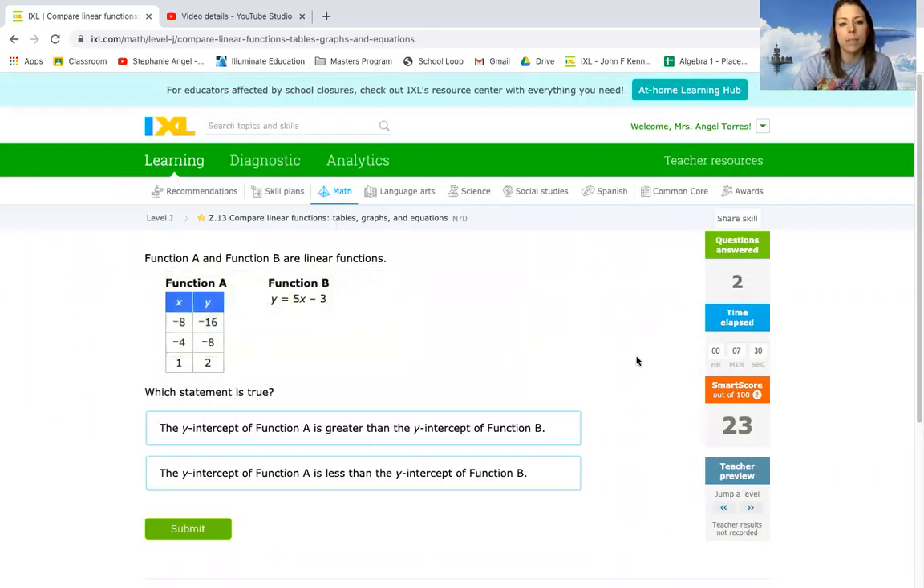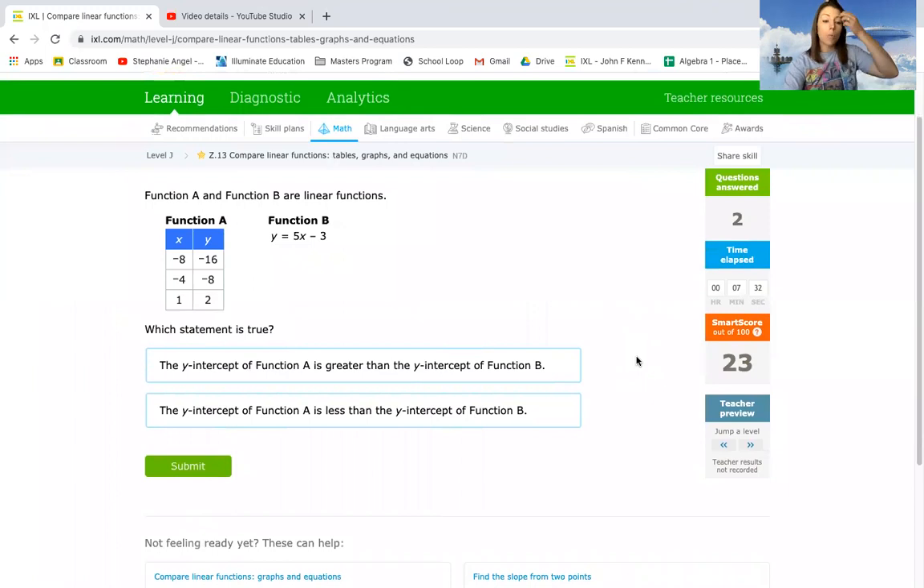And awesome sauce. All right, we are back to another table with a table and a function, table and a function. Now this is a little bit of a tougher question because this is not asking us about the slope, this is asking us about the Y-intercept.